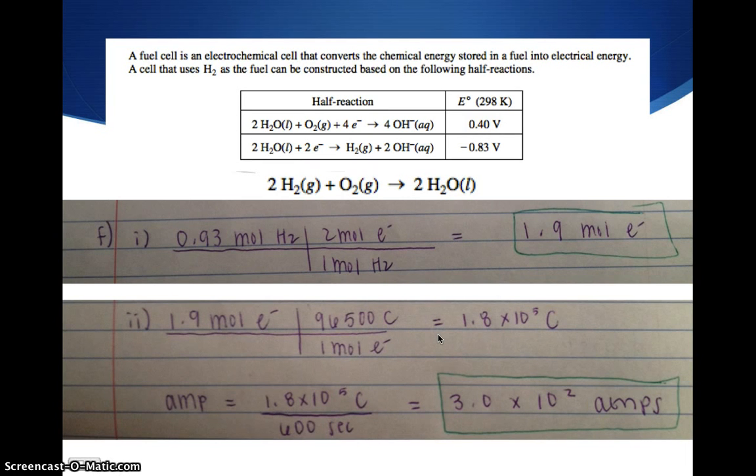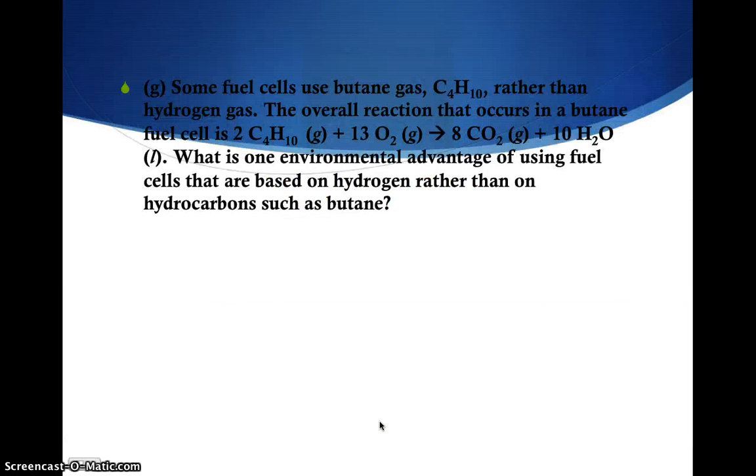And then, since we have the coulombs, we simply do 1.8 times 10 to the 5th over 600 seconds, because we are given that it ran for 600 seconds. And we get 3.0 times 10 to the 2nd amps. And again, remember to look for those sig figs, because those are a big part of this question.